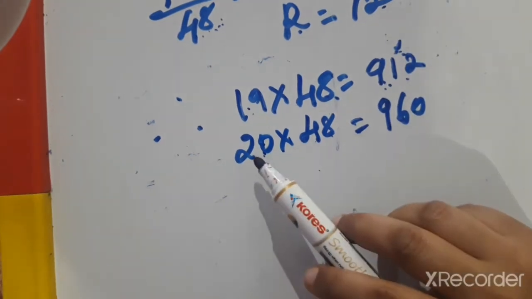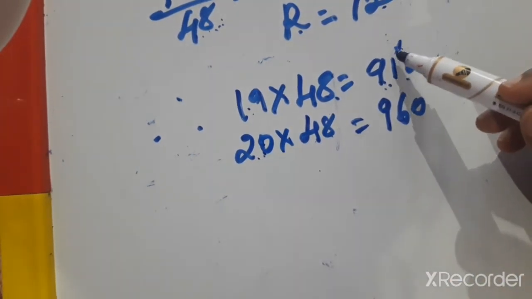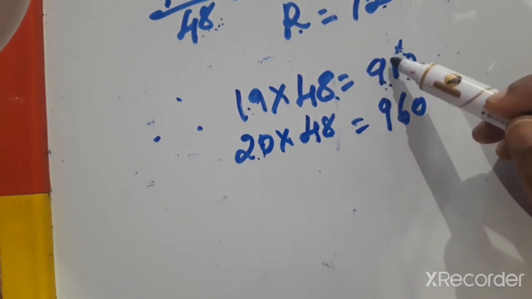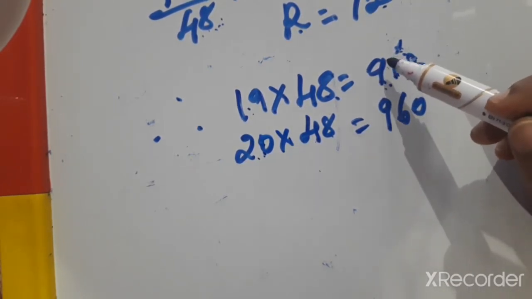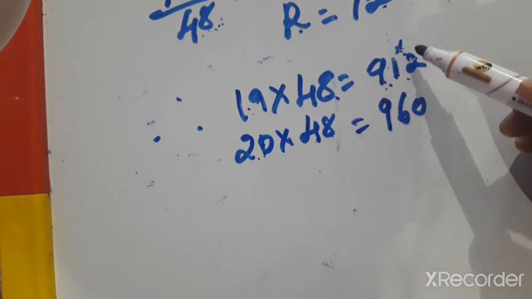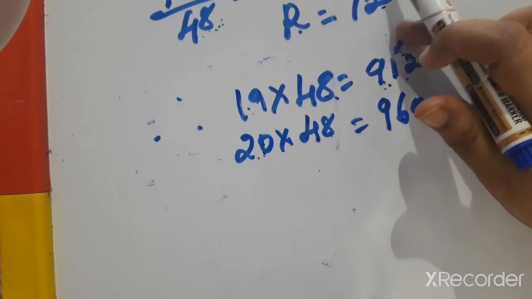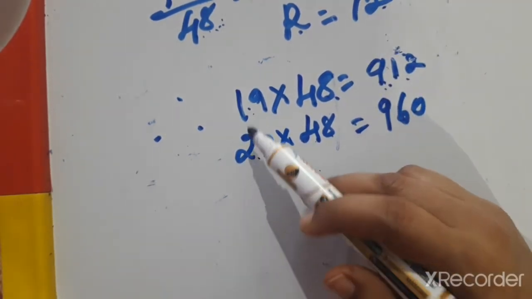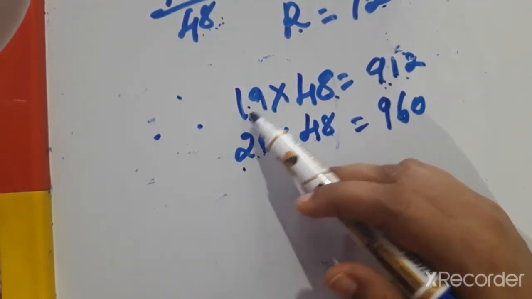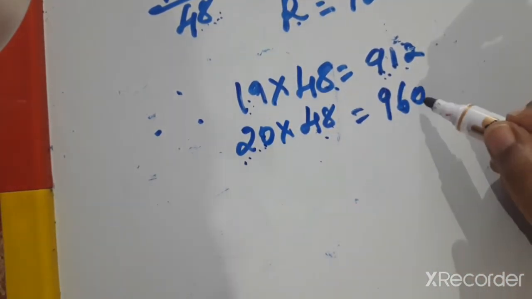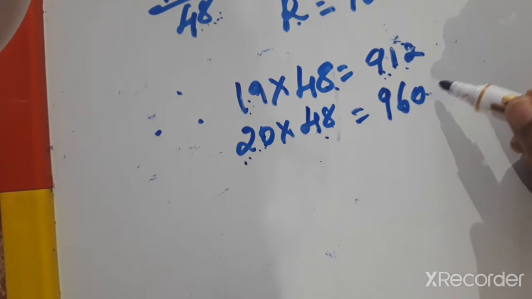So next, the least number that should be subtracted from 924 to get perfect divisibility is the answer 912, the previous sum. The next one, what should be added, means we have to check the next number, 19 over 20 into 48. 20 into 48 is 960, which is exactly divisible by 48 on the tables.